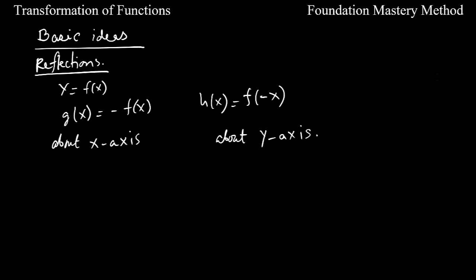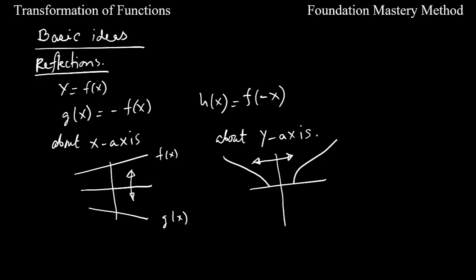Now, about reflections. Say y equals f of x is again our parent function. So now I'm looking for g of x, which is minus f of x. Then my graph will have a reflection about the x-axis. If the negative sign is inside, then the reflection will be about the y-axis.